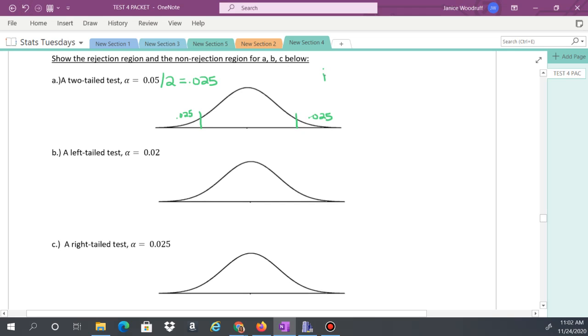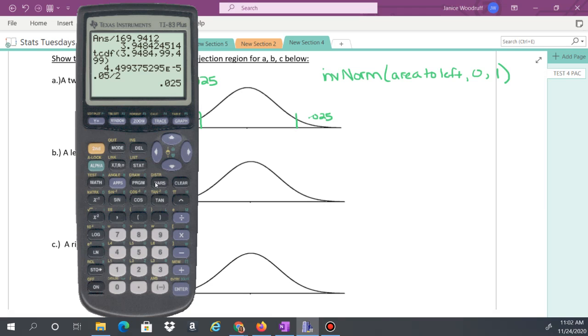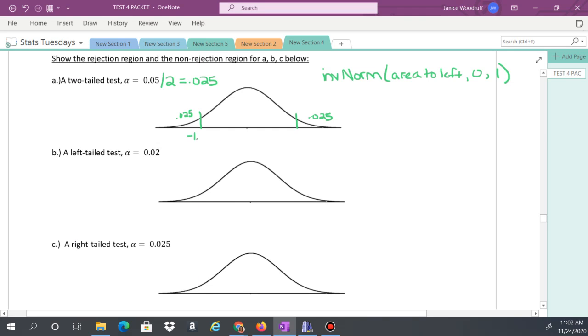You would do inverse norm, area to the left, and then the mean and the standard deviation, in which case will be 0 and 1. Okay, so second distribution, inverse norm, our area to the left, 0.025, 0 and 1, gives us a negative 1.96. That's the value on the left, which means the value on the right is just a positive 1.96.